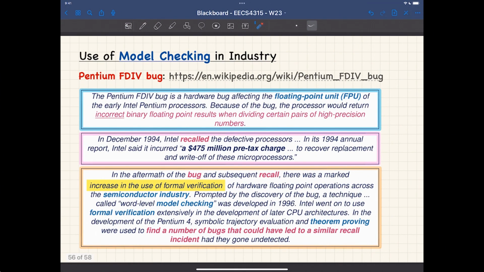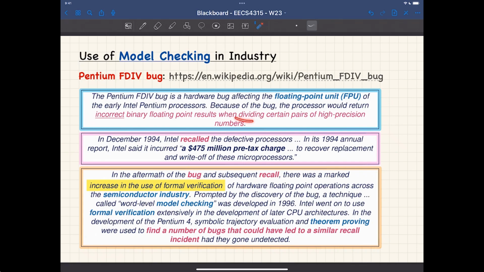Okay, so again, that's the link for the Wikipedia. Okay, let's read this one first. So this bug over here is a hardware bug, not software, hardware, okay, in the chips. And it has to do with floating point numbers, okay? And that's in the early Pentium processors. Because of the bug, the processor somehow returned incorrect binary floating point results. You can kind of imagine what it might be, right? In some very boundary cases that the engineers haven't thought about, right? And somehow, of course, when you do some division.